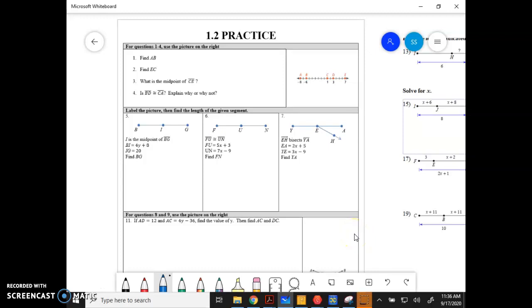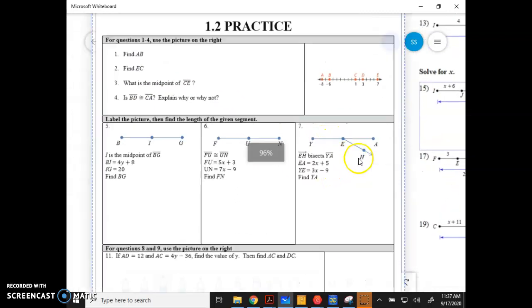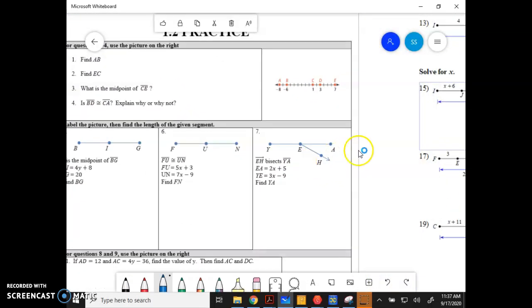Okay, here we go. This is 1.2, Measuring Segments, for geometry. Just wanted to make a video looking at some of these practice problems.